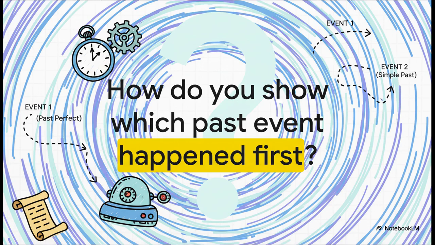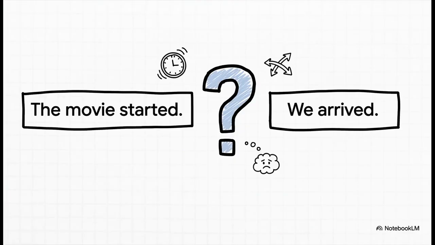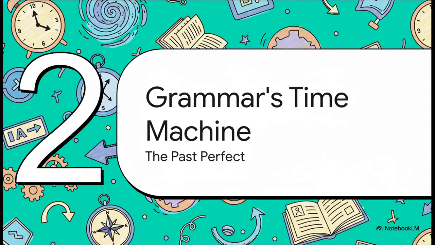Luckily, English has a really slick solution for this. Take a look at these two sentences. The movie started, we arrived. Okay, so both are in the simple past tense. But which happened first? Did you get there just as the opening credits rolled? Did you miss the first 10 minutes? Or maybe you showed up early and had to wait. Just using the simple past leaves it totally ambiguous. We have no idea. And this is where our grammar time machine kicks in.